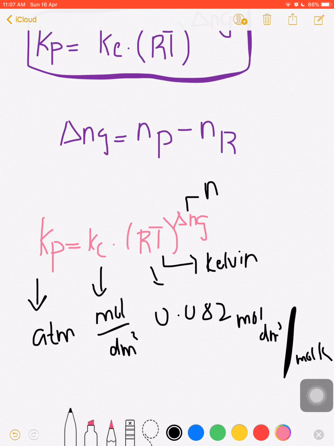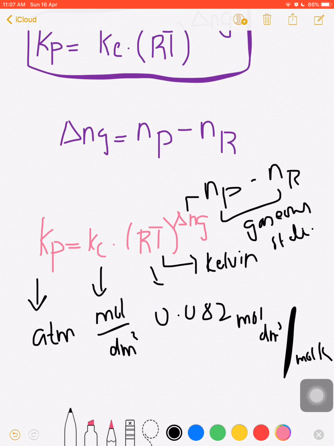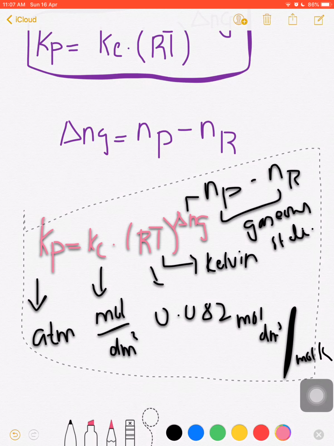And here delta Ng is equal to number of moles of products minus moles of reactants, and they must be in gaseous state. Remember this thing, right? This whole is very important, right?